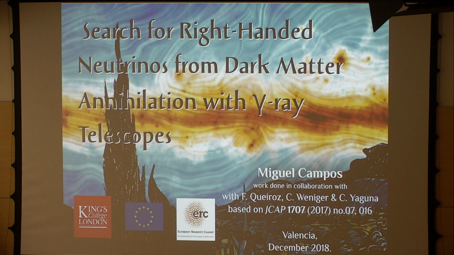So apparently we made it to the last talk of the workshop and of the session, of course. So we now have Miguel Campos, in search of right-handed neutrinos from dark matter annihilation with gamma ray telescopes. Thank you. Well, hello everyone, and thanks for being here. The bold ones will remain until the end.